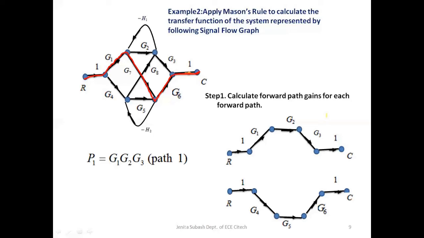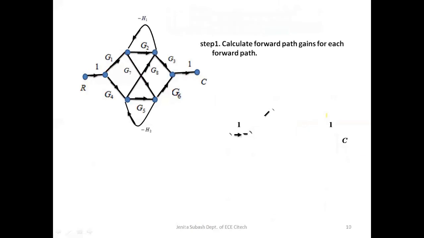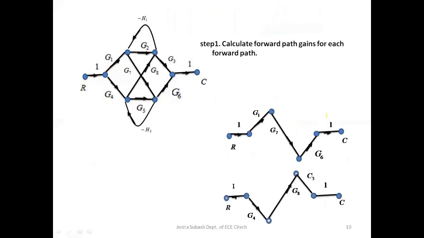Let's write the forward path gains. P1 is the product of all the branch gains traced in the first forward path, G1, G2, G3. Then P2 is the product of all the branch gains encountered in the second forward path, G4, G5, G6. And the pattern of P3 is given here, you can have a look at it. We can write the branch gains for P3 and P4 as P3 equal to G1, G7, G6 and P4 equal to G4, G8, G3.